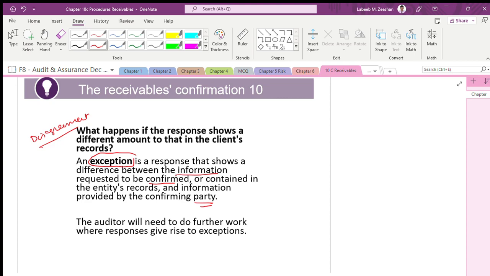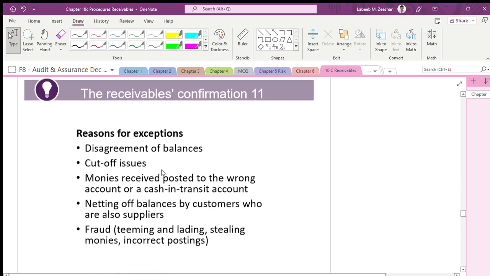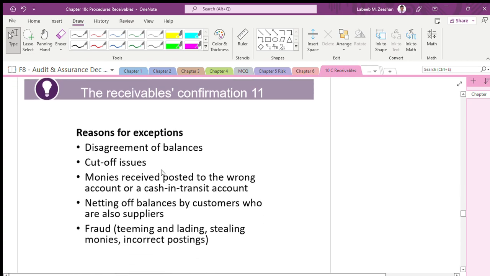The auditors will need to do further work. Where responses give some exception, it means you have to do additional procedures. What are the exceptions? There may be disagreement with balances. You have cut-off issues, with dates, December to January or January to December. Money is received but posted to the wrong account.